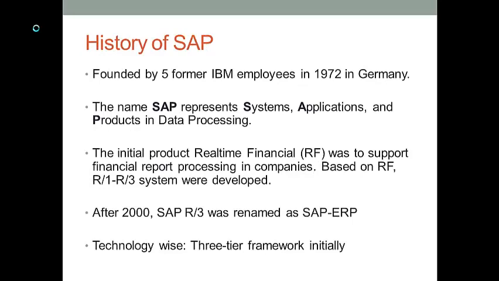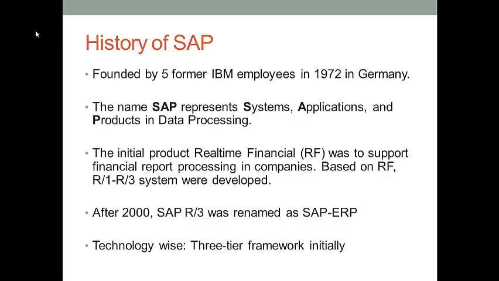Now I want to give you an overview about the history of SAP. SAP is an acronym of Systems, Applications, and Products. It is the name for the ERP software. It is also the name for the software company. The SAP company was founded by 5 former IBM employees in 1972 in Germany. In the beginning, the goal of this company was to provide the financial data analysis service to companies. The first product from the SAP company is called a real-time financial system.